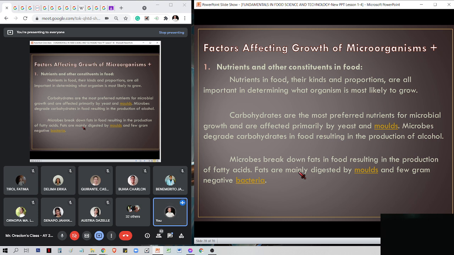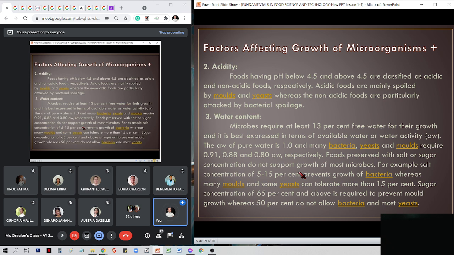Remember that these bacteria, yeast and molds are attacking the food nutrients, and they are destroying the taste and the appearance of the food. Okay, number two, acidity.